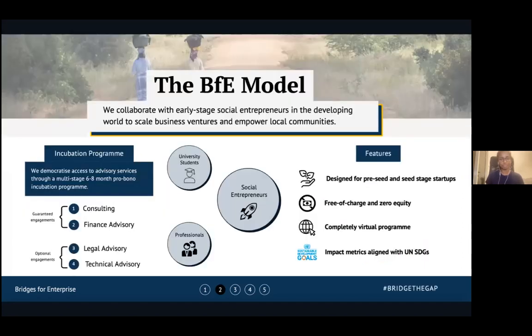So here is a quick snapshot of our model. Our programs are holistic in nature as we support entrepreneurs through providing free consulting and finance engagements. Each engagement is around 3 to 4 months in length and is designed to support early stage startups move on to the next stage of their growth journey and allow them to create an even greater impact in their communities. We also provide legal and technical advisory engagements upon request. The program is designed for pre-seed and seed stage startups. It is completely free to be a part of, and it's run completely virtually, so it's very global. The program is designed by volunteers and students and professional mentors around the world. It's a great opportunity for startups to get additional support on their journey to scale their business.